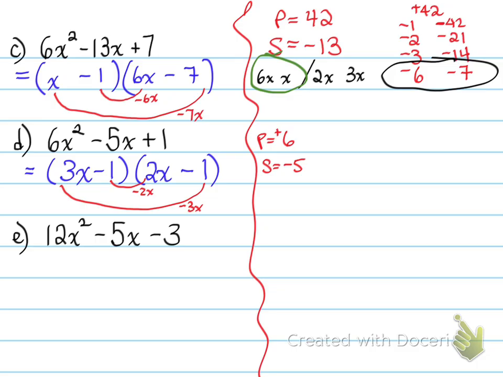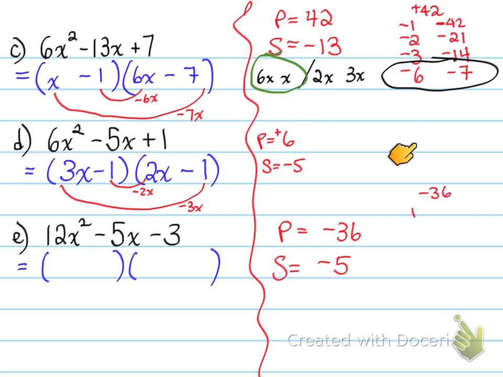Okay, moving on. 12x squared minus 5x minus 3. What do we have going on here, and how do we solve this? All right, let's do it again. My double set of brackets, my product is negative 36, and my sum is negative 5. So we look at all the combos that make up negative 36. Probably need a little bit of work here.